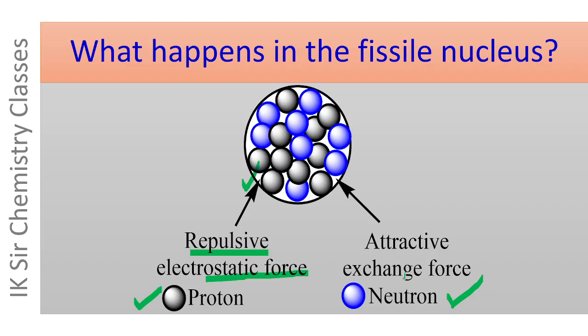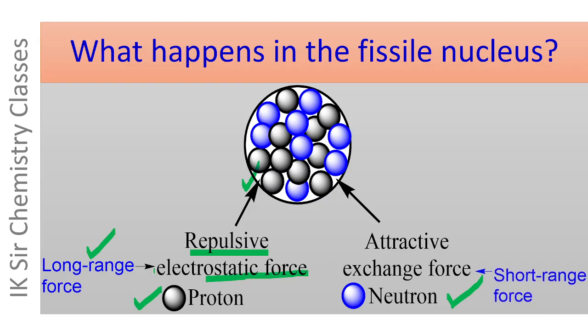It acts between proton-proton, proton-neutron, or neutron-neutron, and this attractive exchange force is of the same magnitude in all the three pairs I have said: proton-proton, neutron-proton, and neutron-neutron. It must be noted that the electrostatic repulsive force is a long-range force. It can act up to a long distance, but the exchange force is a short range force and it acts up to a short distance.